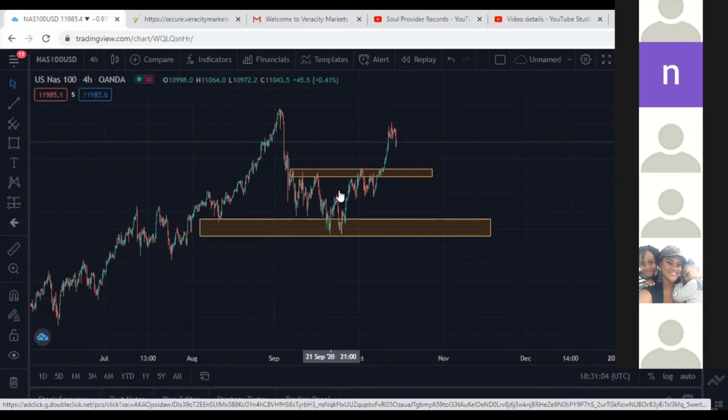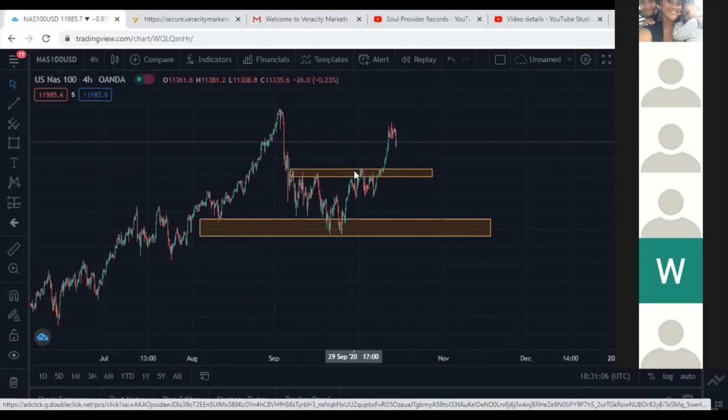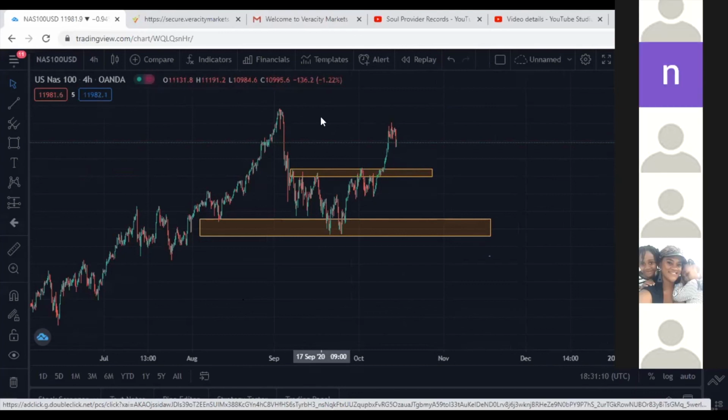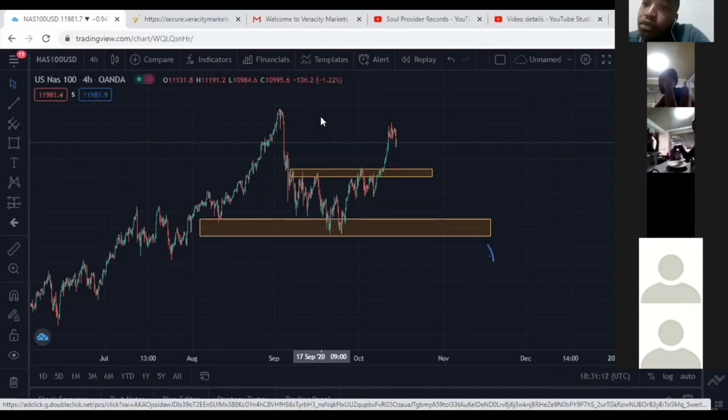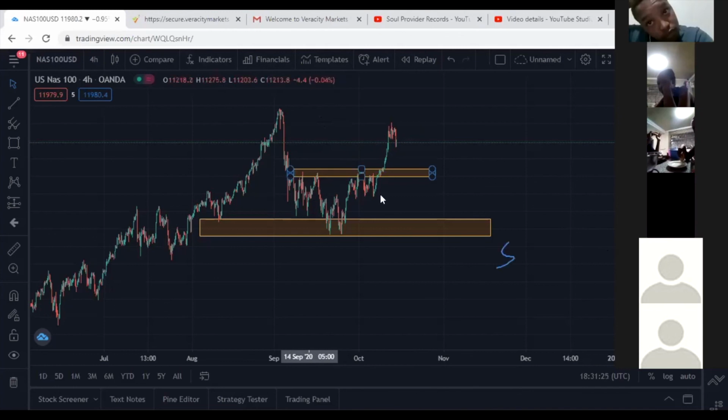So this was our major resistance before the market broke out to this level. I'm not sure if you're gonna understand it, but I'll try to make it simple. I'll try to use simple terms for people who are still new in this. So now this is our resistance and this is our support.